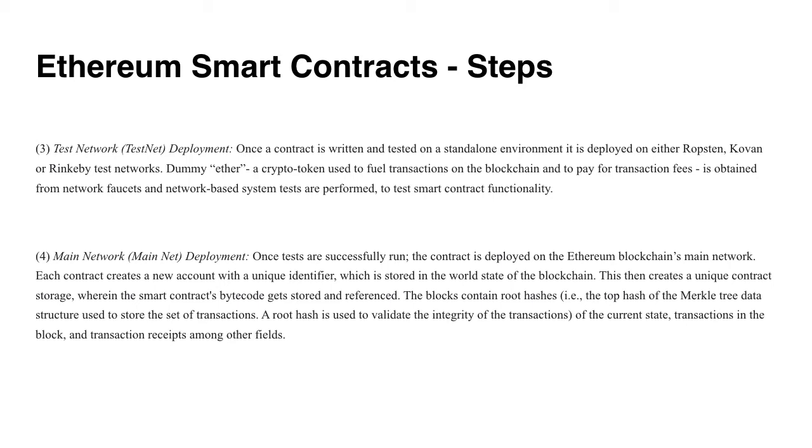So the blocks contain the root hashes, the top of the Merkle tree data structure, used to store the set of transactions. A root hash is used to validate the integrity of these transactions. And the current state, the transactions in the block, and the transaction receipts are the different fields that are stored on the network.